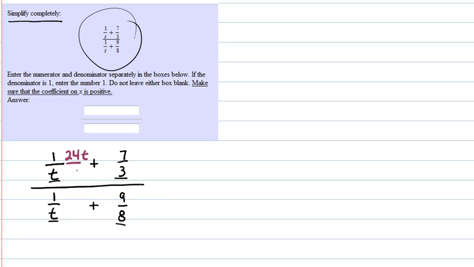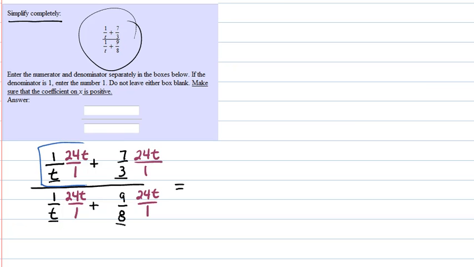So 24t, notice I'm writing it as 24t over 1. It just makes the work look a little bit better. Notice all the white space I put in also. 24t over 1, 24t over 1, 24t over 1. That looks beautiful. Next step, let's see what we'll divide out here.